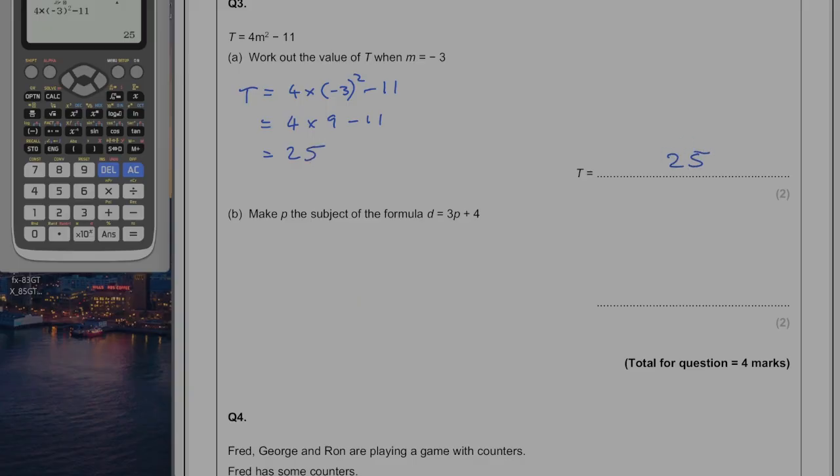Okay, part B, make P the subject of the formula. So we want to isolate P. To do that, our first step is to get rid of a plus 4. So we'll minus 4 from both sides. So D minus 4 is equal to 3P. And then we want to get rid of this times by 3, so we divide by 3. So D minus 4 divided by 3 is going to be equal to P. And there's our rearranged, or making P the subject. D minus 4 all over 3.